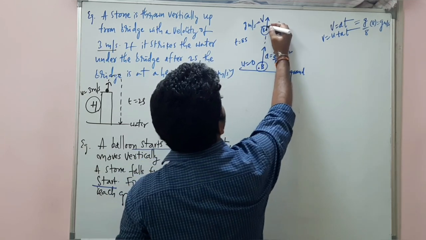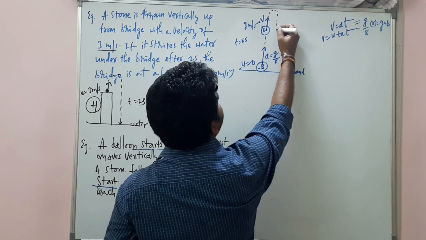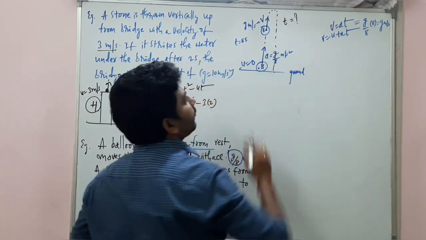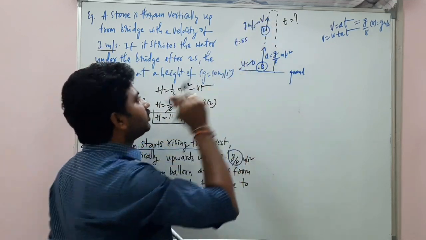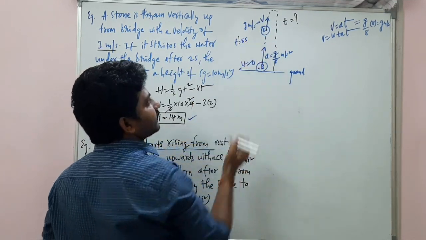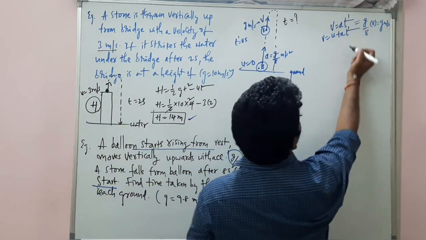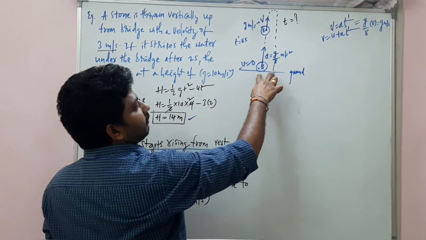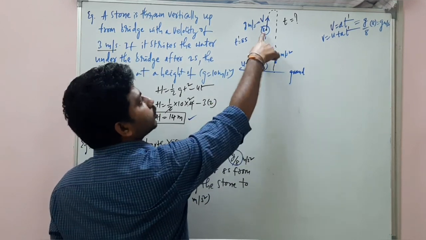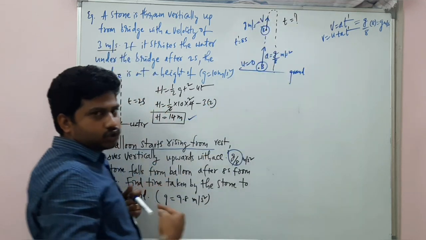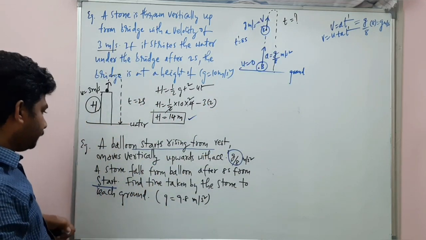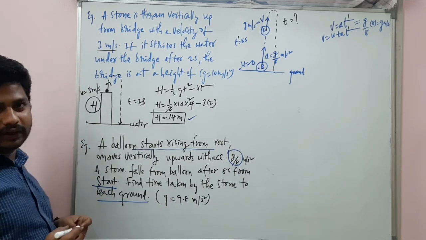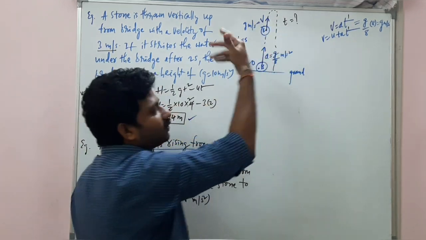So this is the stone. The stone will be coming back in this way and reaches the ground in some time t. So this t and this t, you should not get confused. Imagine it's t dash, no confusions. The t dash is the time taken by the balloon from rest to the point where it is dropping the stone. That's it. Now, find the time taken by the stone to reach the ground. So simple, right?